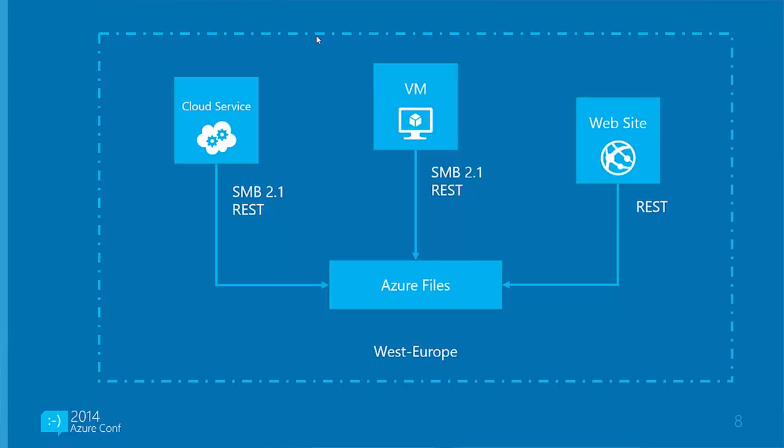So this means that if your web and worker role instances start, you can mount a mapped drive which points to an Azure file share. And the same goes for your virtual machine. In your virtual machine, you can use the net use command to create a mapped drive also pointing to Azure Files. Now, an Azure website and the web jobs do not allow you to mount a mapped drive. So the only way to interact with Azure Files would be through the REST API.